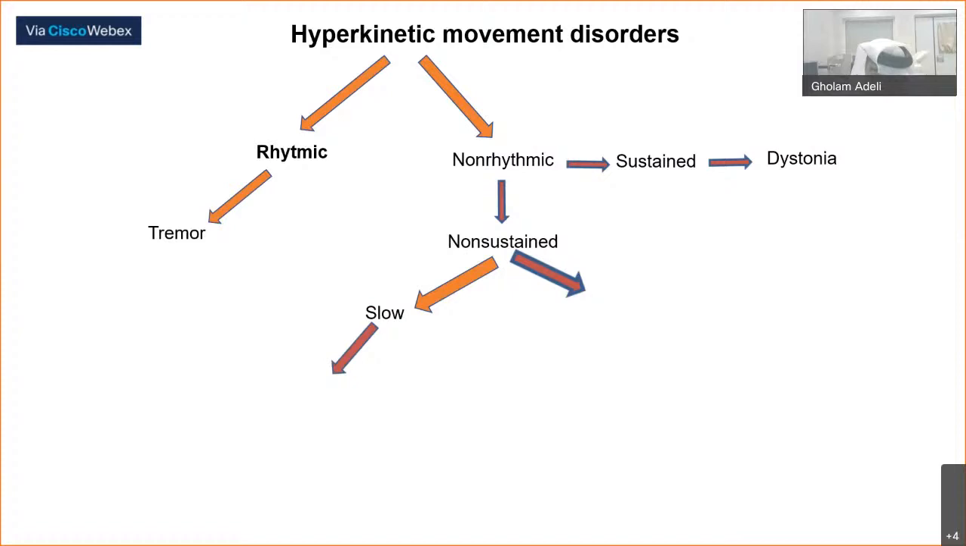Tell me, describe to me, is it slow? For example, what we call athetosis, it's a writhing movement of the fingers. It's very slow and repetitive, and they are not sustained. But if they are not slow, they are rapid, then they're going into a different thing.